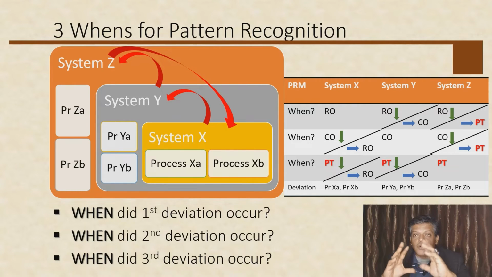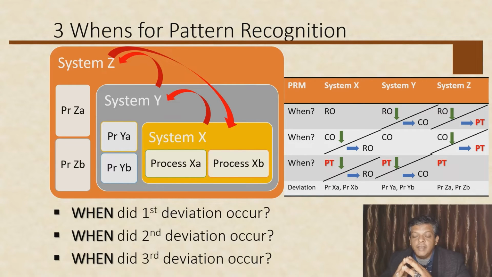Now, if you look at the organization as a whole, then you need to look at the rows in the table, where there could be a deviation in system X, a second deviation in system Y, and a third deviation in system Z. It could get complicated when you're trying to analyze this in a real world scenario. So to simplify it, let me put it this way: in the first instance, the deviation occurred in process XA within system X. In the second instance, the deviation probably occurred in process YB of system Y. And the third time, the deviation occurred in process ZA of system Z.